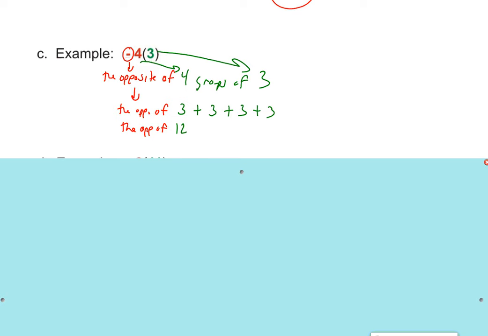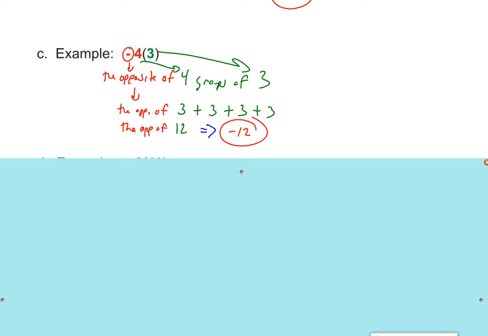So now for our final answer, tell me what the opposite of 12 is. What's the opposite of 12? Negative 12. Don't forget opposite numbers. We learned them in the beginning of the year. Opposite numbers: one's positive, the other's negative.